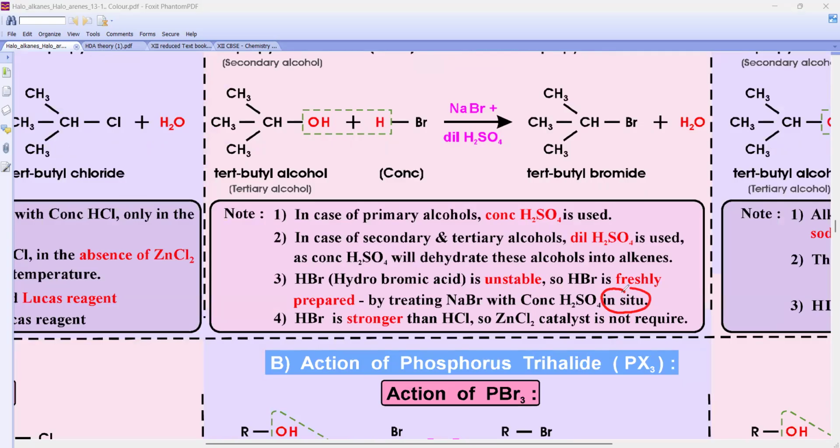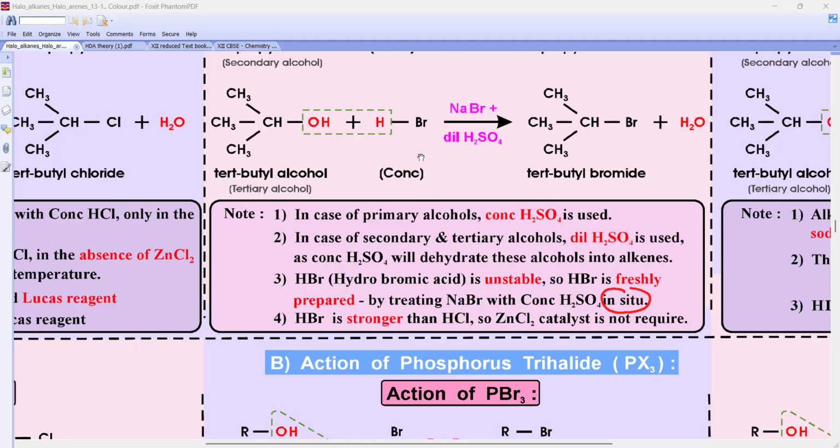This is not related to bio. I'm not relating it to the bio. We are talking in chemistry. Whenever I mention the word in situ, it means it is freshly prepared during the reaction. Is this clear? Why do we have to prepare it freshly? Because I cannot prepare it and store it for a longer period of time. So how will I prepare it?